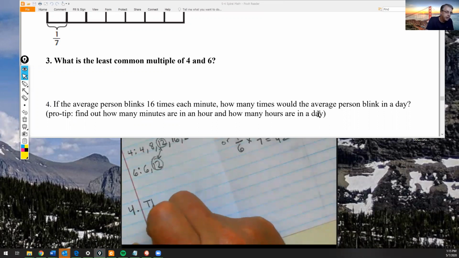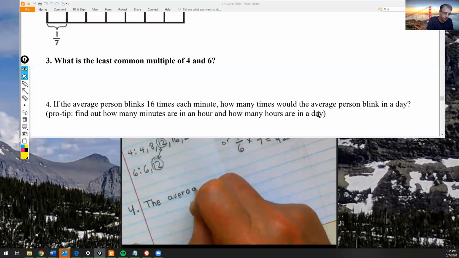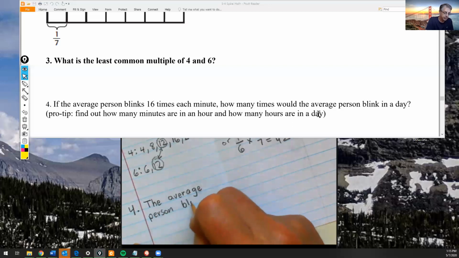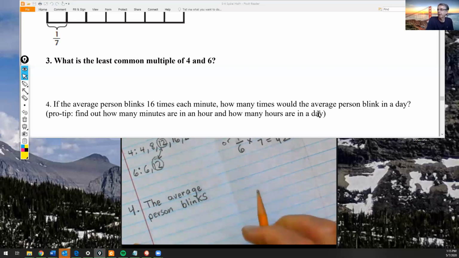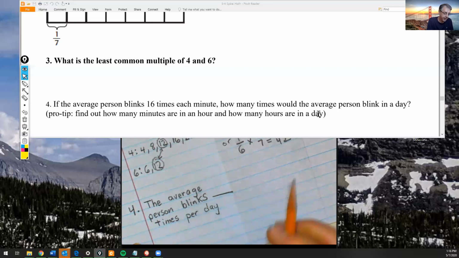So my answer sentence would be, the average person blinks blank times in a day, or per day. Either one's okay. You do need the word day, times, average person, blinks. All those words are important to have in your answer sentence.